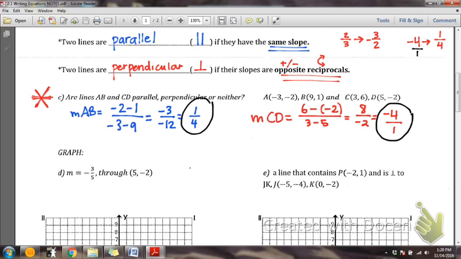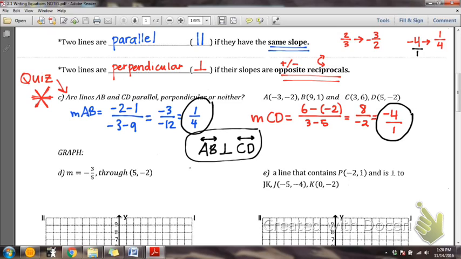So this is how we're going to write our final answer. AB is perpendicular to CD. And we're talking about lines, so we're going to draw our line symbol above them. This would be your final answer. This is what I'm looking for on a test. And remember, we starred this question because this is a quiz question or test question. Okay, any questions on letter C?